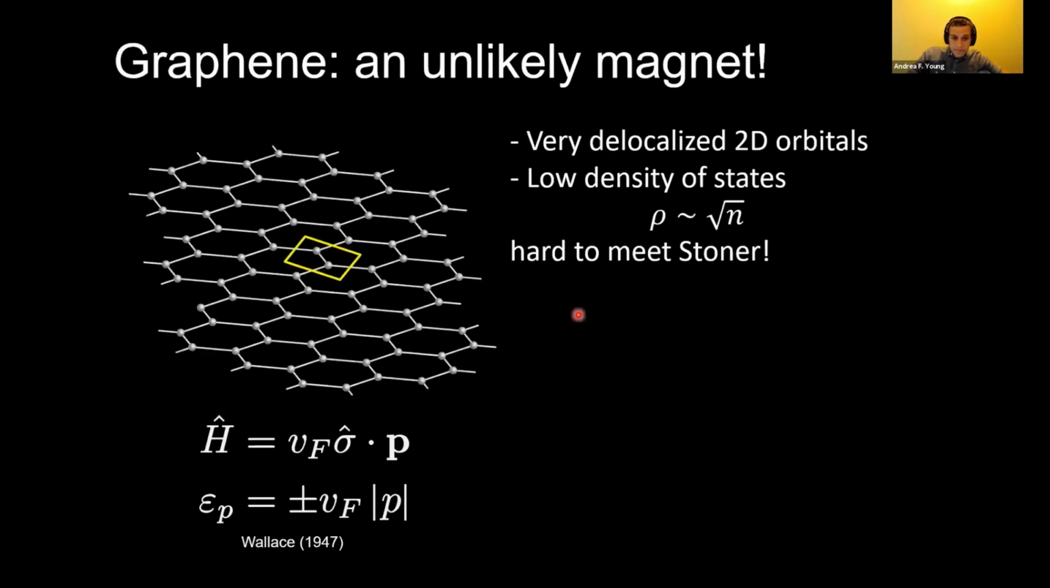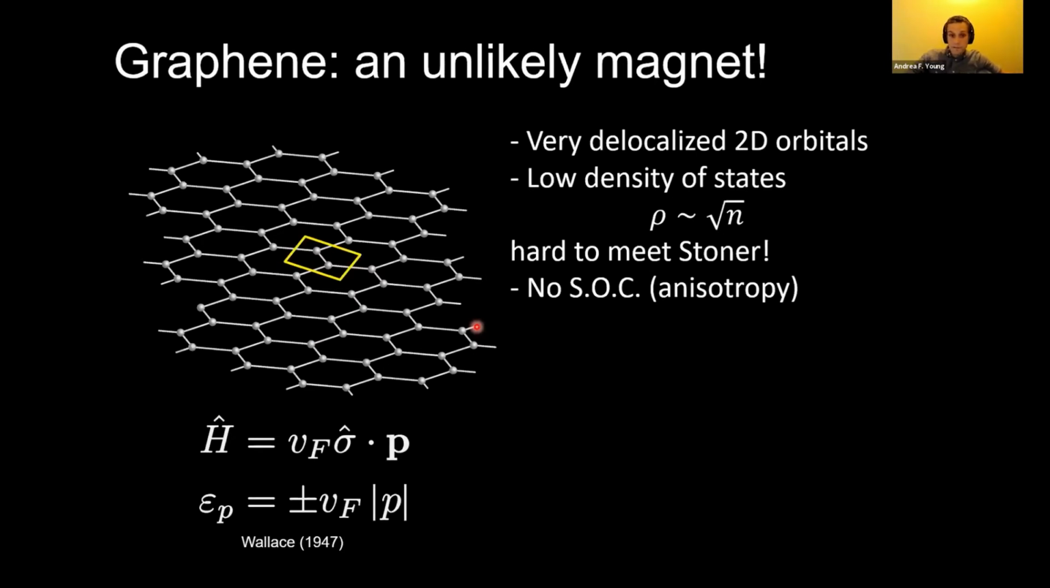So, okay, I'm going to talk about graphene. Graphene is a pretty unlikely magnet at first blush. You have very delocalized 2D orbitals, so that's already bad. You'd rather have localized orbitals. It has a very low density of states, so it's very hard to meet that Stoner criterion, because the density of states basically vanishes at the Dirac points. And there's no spin-orbit coupling to speak of.